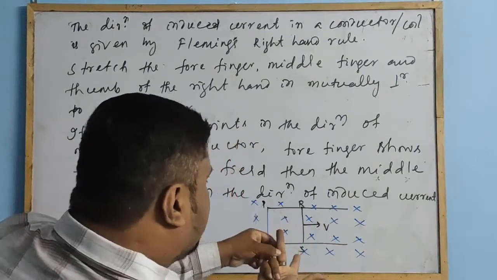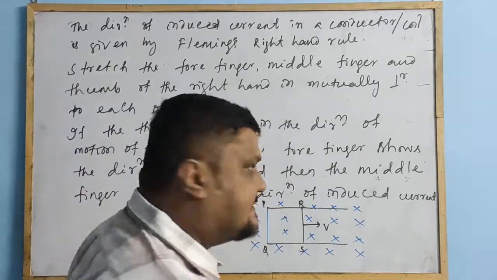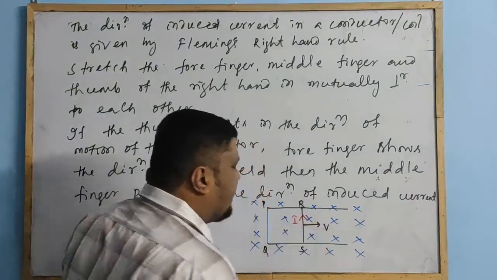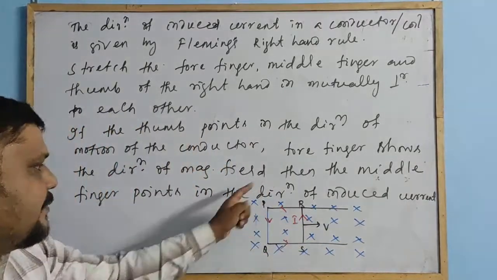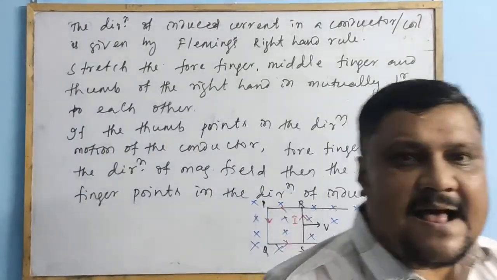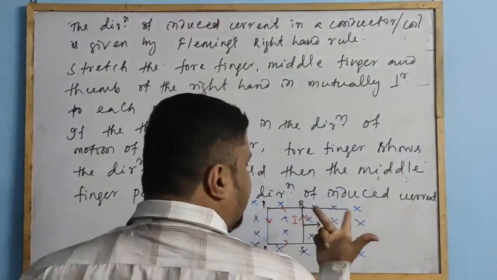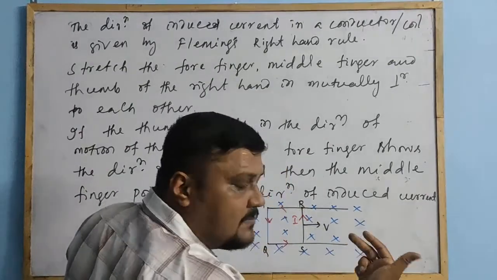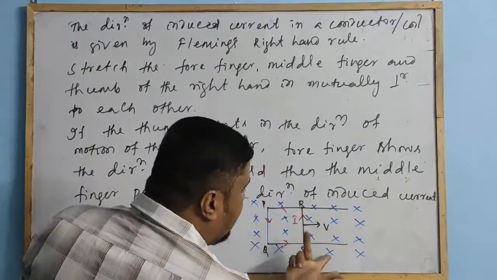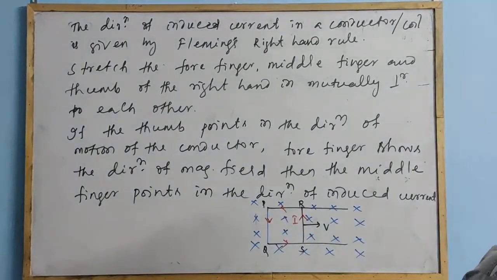So in the conductor, what is the direction of current? Along this direction. So the current flows like this. This gives the finger, then the middle finger points in the direction of the induced current. This is according to the right hand rule. Clear? Magnetic field, thumb, velocity, current. Okay? This is Fleming's right hand rule.